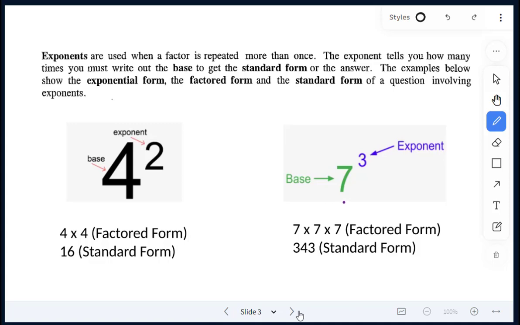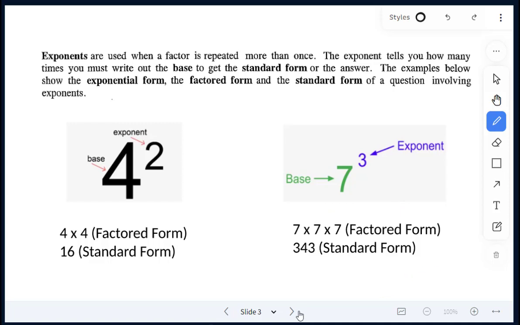So here's another example. We have 7 with an exponent of 3. So 7 is the base, 3 is the exponent. So that means it's 7 times 7 times 7. That's its factored form. And if you multiply that out, 7 times 7 times 7, that gives us an answer of 343. So that's our standard form.